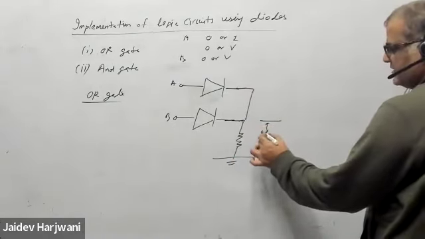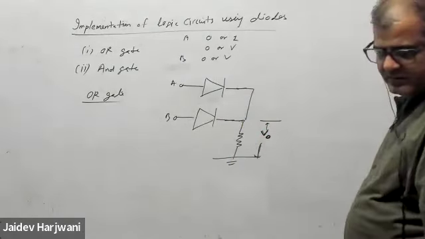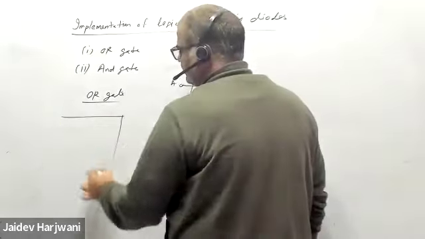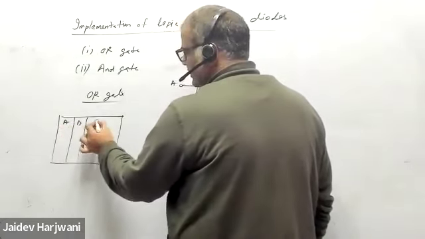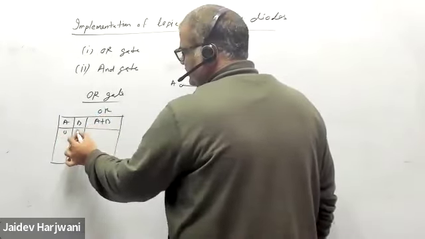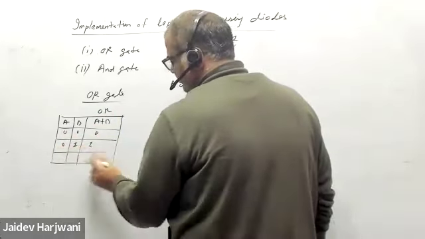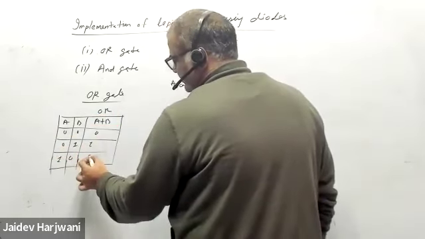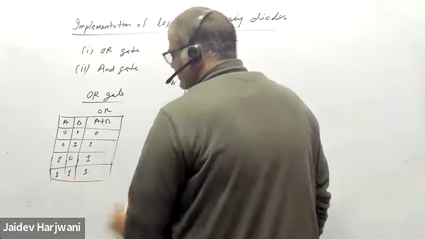Now this circuit will act as an OR gate. Okay, so what is an OR gate? If you have two variables, A and B, the OR gate function is A plus B. If you put 0 0, it will come 0. If you put 0 1, it will come 1. If you put 1 0, this will come 1. And if you put 1 1, it will come 1. This is my OR gate.